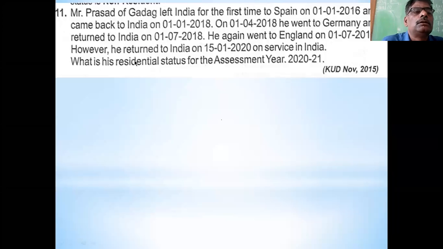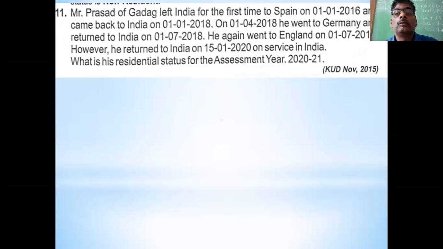Okay, now you see example number 11. Mr. Prasad of Gadag. Prasad is a citizen of Gadag. Gadag is in India, so he is a resident of India. Okay, he left for the first time on 1/1/2006. Okay, on 1/1/2006, he left India.